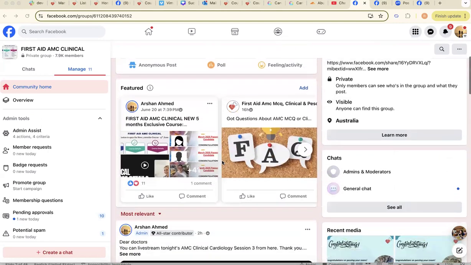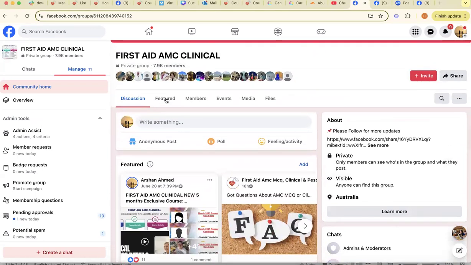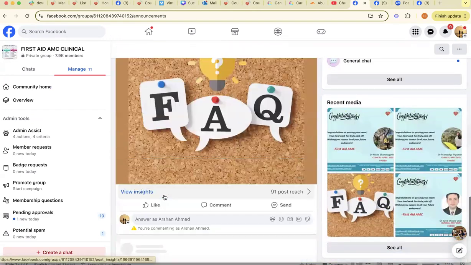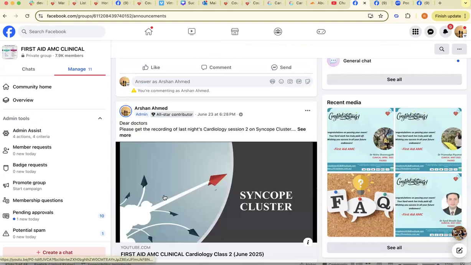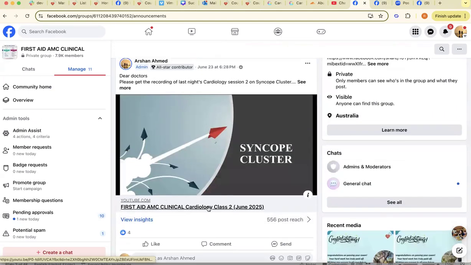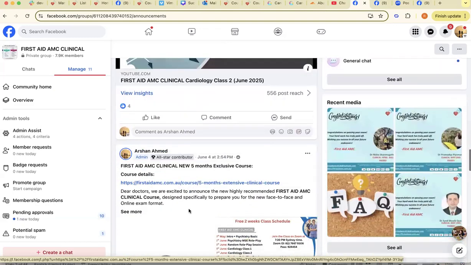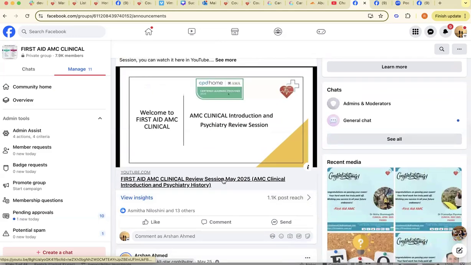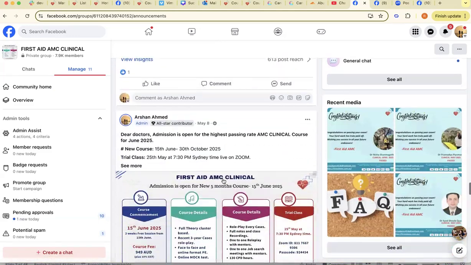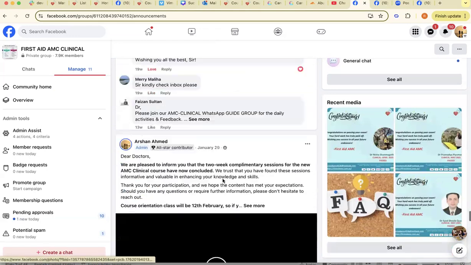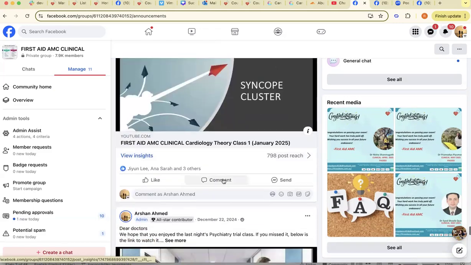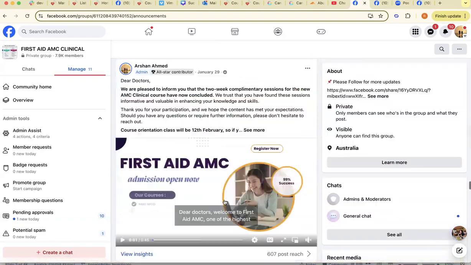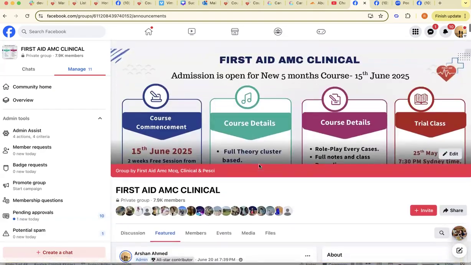And in the First Aid AMC Clinical group, if you go to the featured section, we normally keep all the recorded classes. So you scroll down a little bit. This was our last class of cardiology. That's the syncope cluster that we have taken. And if you go down, you will see that this was the psychiatry review session. I'll make sure that all the recorded classes are here as well, because I think some of them are not here. So I'll put them in the featured section. Oh, it's in here. This is one of the random role play classes that we have taken. So I'll make sure all of these come into the featured section as well.